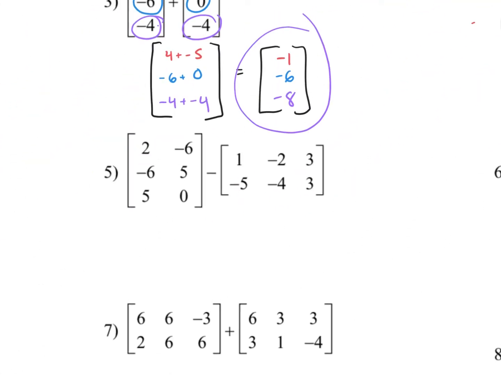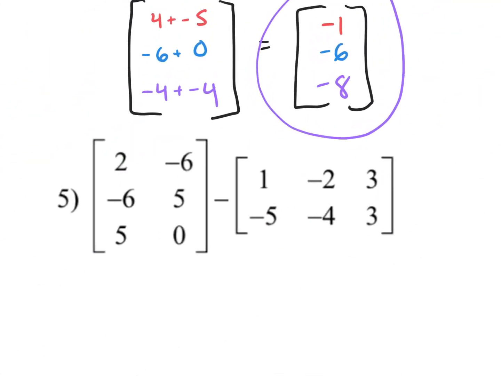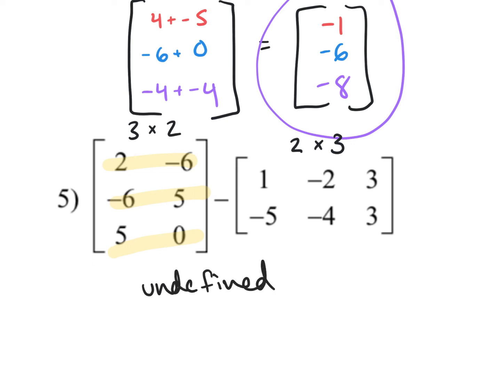All right, next one. How many rows do we have in our first matrix? Remember, think about rows as a movie theater. So 3 rows, and how many columns? 2. And the second one, how many rows do we have? 2 rows, and how many columns? 3. Are these the same size? No. So it's undefined. Can't subtract them, so they're undefined.